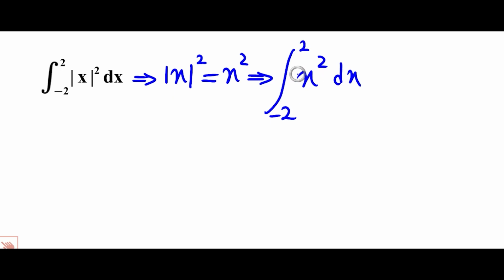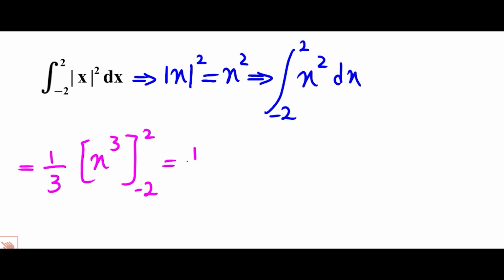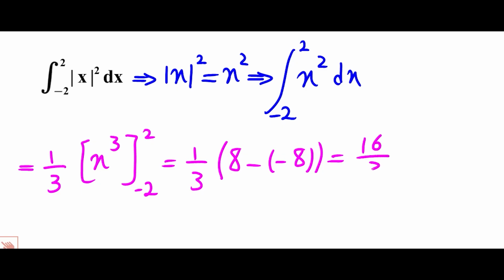We can simplify directly. So we have the integral of x squared is 1 over 3 x cubed, right? From negative 2 to 2, and we have 1 over 3 times, if x equals 2, we have 8, minus if x equals negative 2, we have negative 8. So the final answer is 16 over 3.